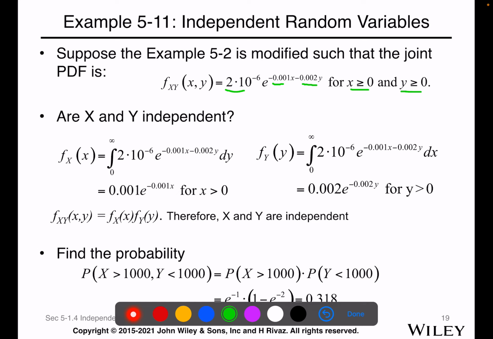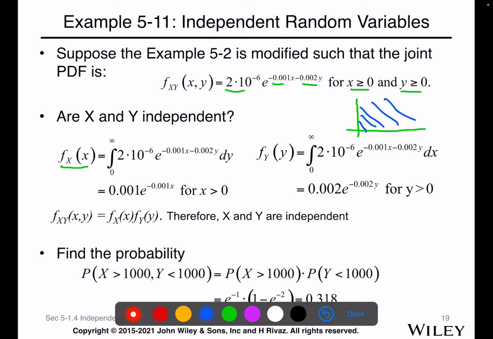So we want to see whether x and y are independent. We want to use the first property, whether f of x times f of y is equal to f of x and y, right? So first we calculate the marginal probability of x. Here it's always a good idea to draw your region. This function is defined for this region, for x and y positive.